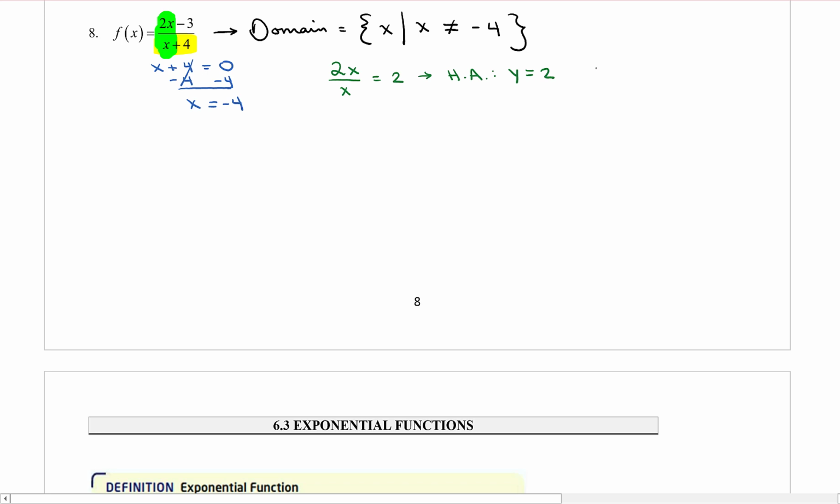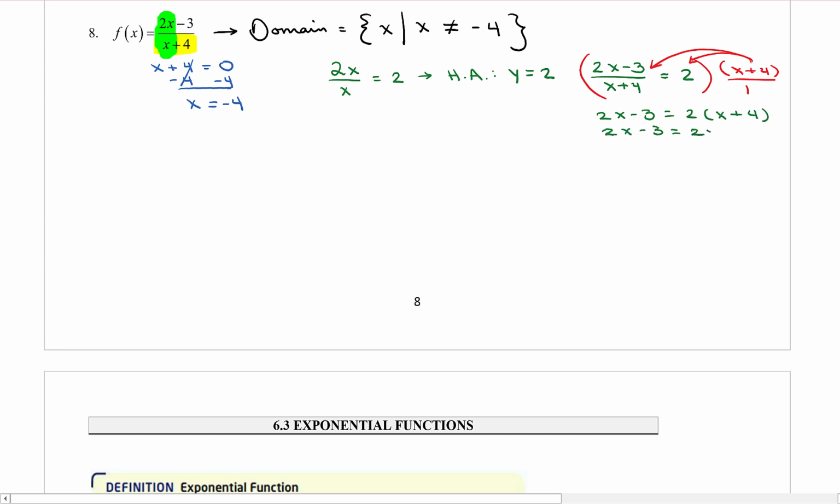Now I'm going to set the function equal to 2 to see if there is a point of intersection between that horizontal asymptote and the function. Multiply everything by the LCD. That's going to give me 2x minus 3 is equal to 2 times the quantity x plus 4. So now I'm going to distribute the 2, and if I subtract 2x from both sides, I'm left with negative 3 is equal to 8. That's a false statement. That means there is no solution to this equation.